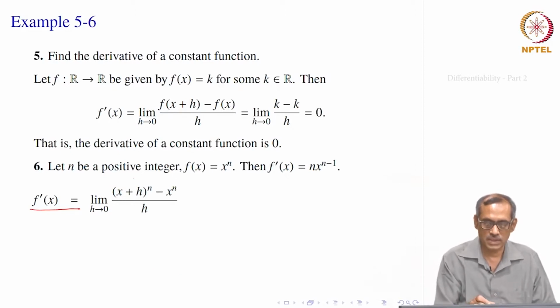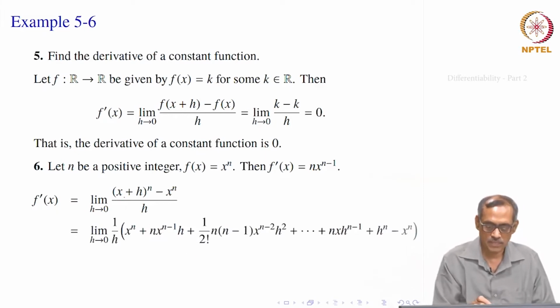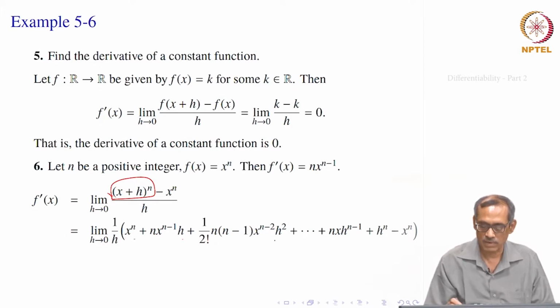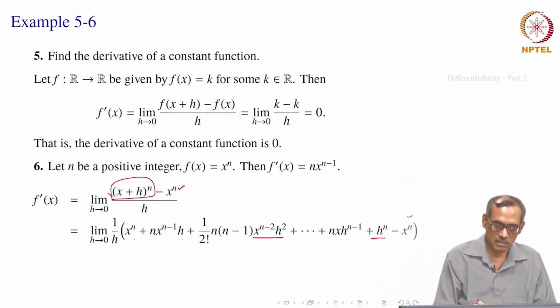Now, the ratio is x plus h to the power n minus x to the power n by h. Now, we can use binomial theorem to expand this x plus h to the power n, which is x to the power n plus n x to the power n minus 1 h plus n choose 2, which is n into n minus 1 by 2 factorial, x to the power n minus 2 into h square and so on up to h to the power n, minus x to the power n. This is the numerator and denominator is h.